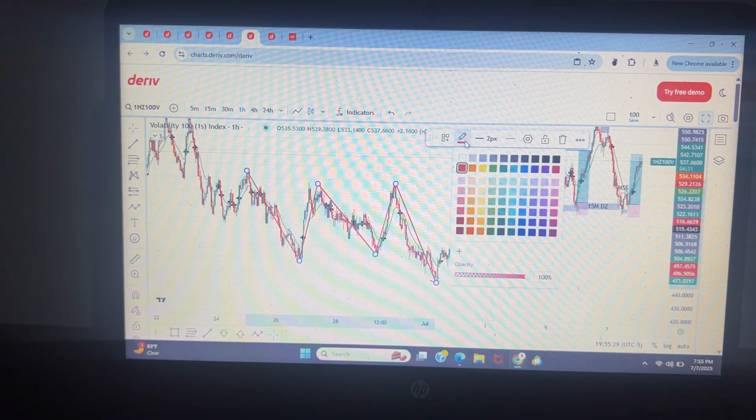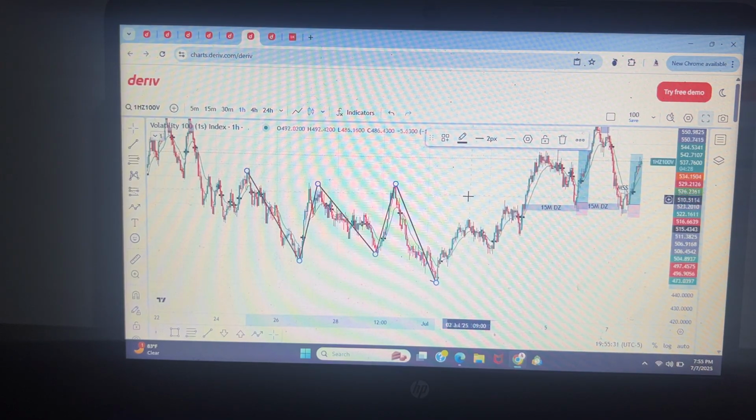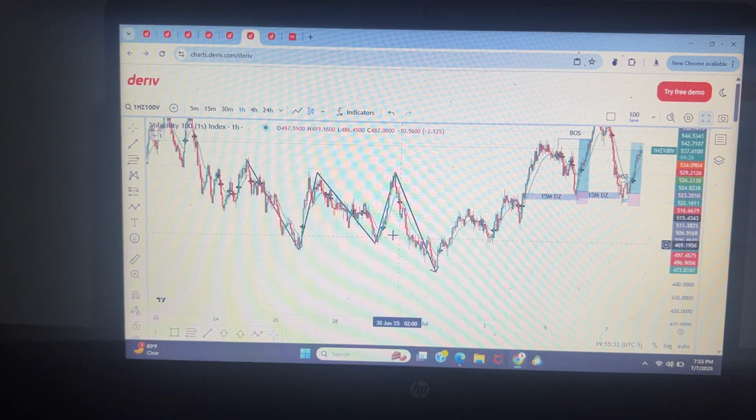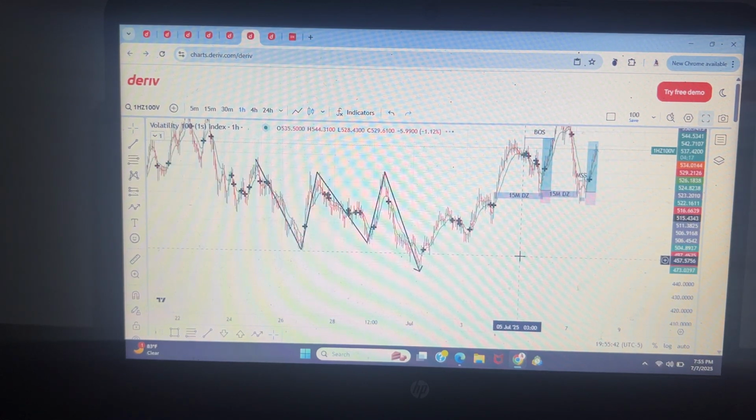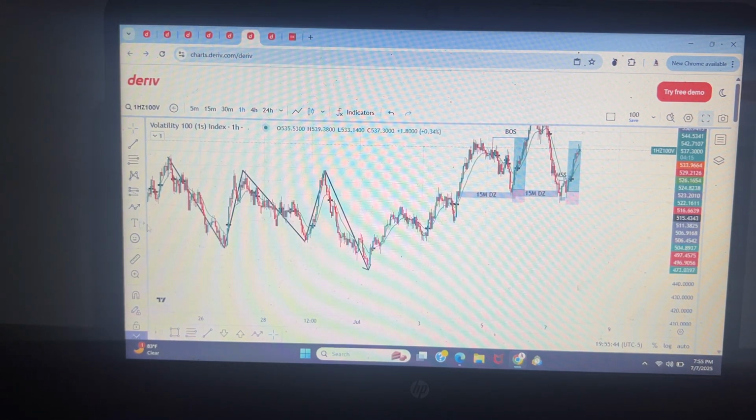Let me change the color to black. Price gave you a break of structure right there, and then it came back down for another break of structure right there. You see me? So what is price doing now? Price has this extreme low down here.